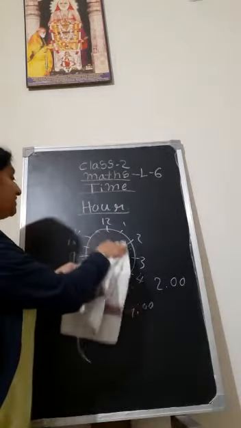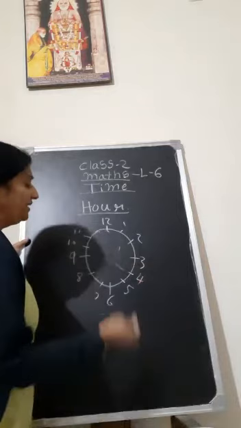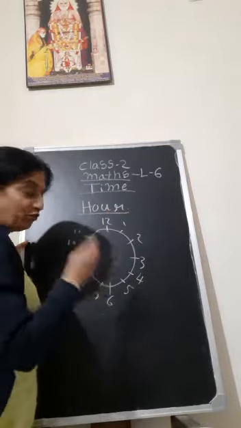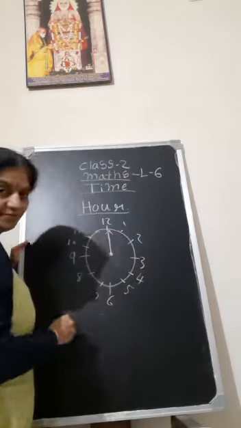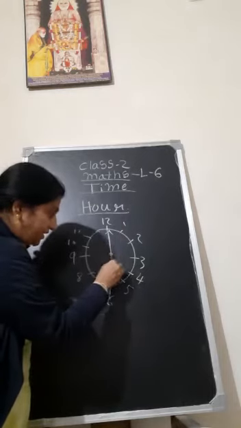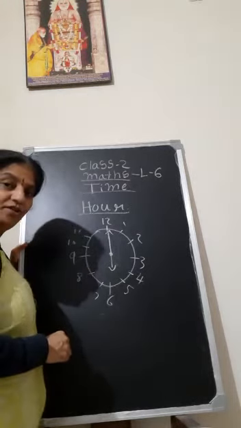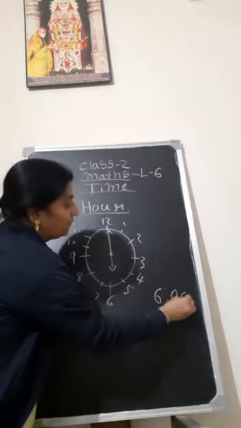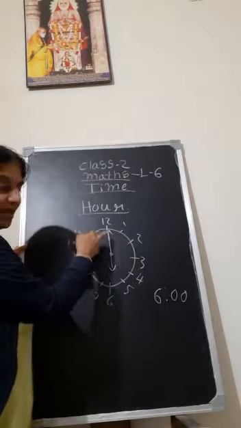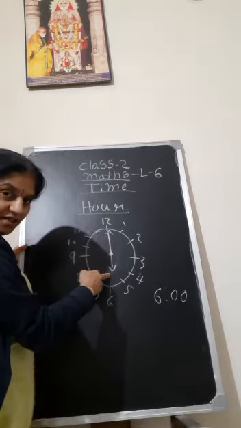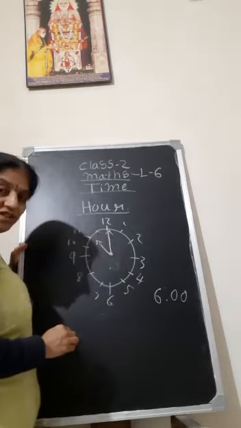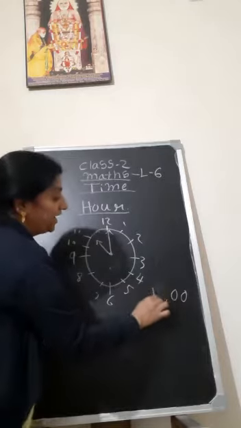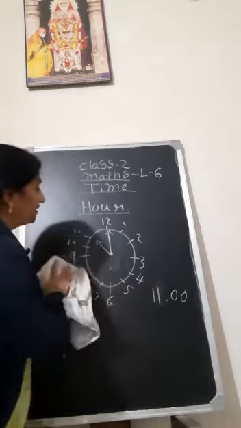So now I am going to ask you one question. Now I will draw the hands and you should tell me what is the time. See, our longer hand shows 12. Our shorter hand shows 6. So what is the time now? Yes, it is 6 o'clock, because the longer hand shows 12 and the shorter hand shows 6. For example, if the shorter hand shows 11, what is the time now? 11 o'clock. So like that we are doing the hours.